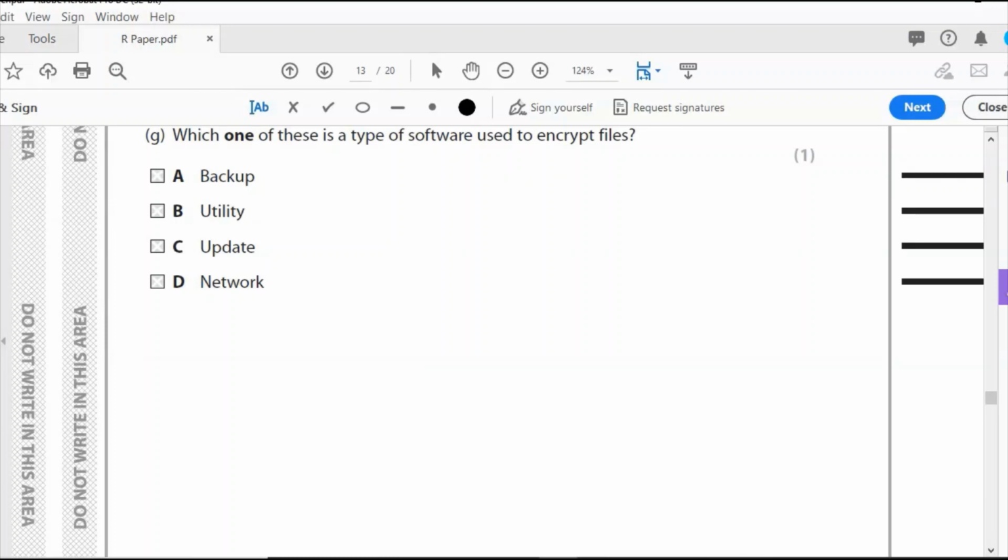G. Which one of these is a type of software used to encrypt files? Is it backup, utility, update, or network? It is, of course, utility software.